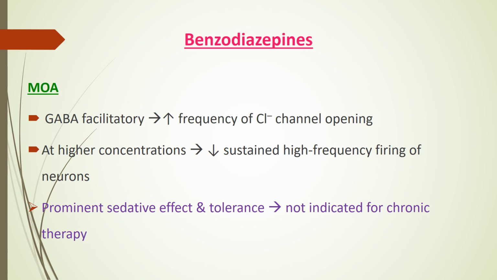And at high concentration, they decrease the sustained high frequency firing of neurons. So the conduction of action potential is impaired. And these agents are mainly preferred for acute management of epilepsy or seizure disorder, and they are not indicated for chronic therapy because of their prominent sedative effect, as well as on using for a longer period there will be development of tolerance to certain of their actions.